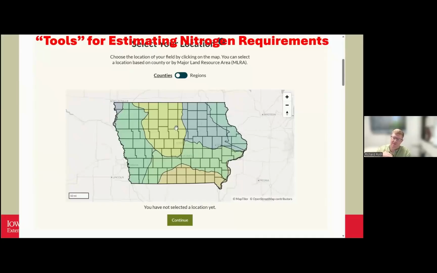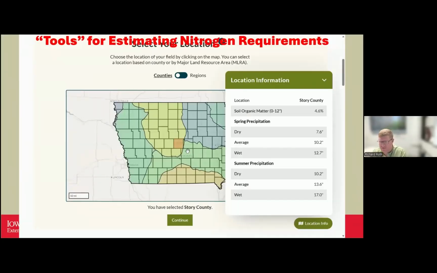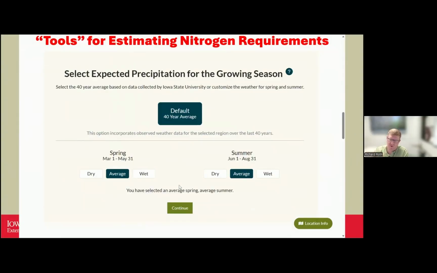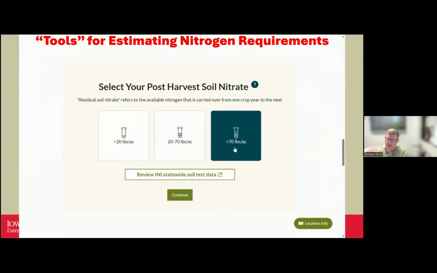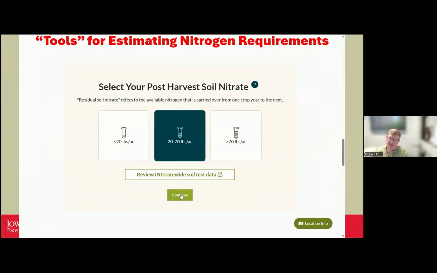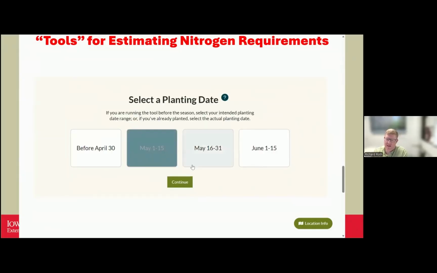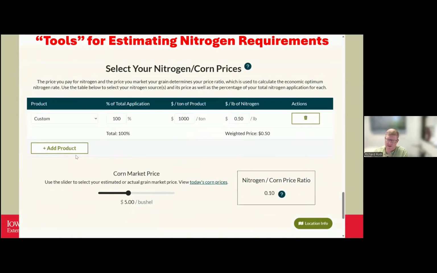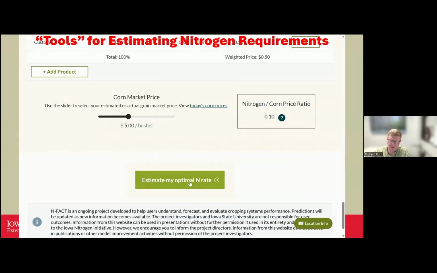Then you can go to the other tool at the top called Estimate Your Rate. Here I'm going to pick Story County, but you would pick your county. It'll give you the data that is feeding into it. I'm going to just do continuous corn, and I'm going to use the average settings as we move through. You select your crop rotation, your post-harvest nitrate, your planting date, and your weather conditions, and then you can input your fertilizer prices and corn price if you want to. You can play around with that.